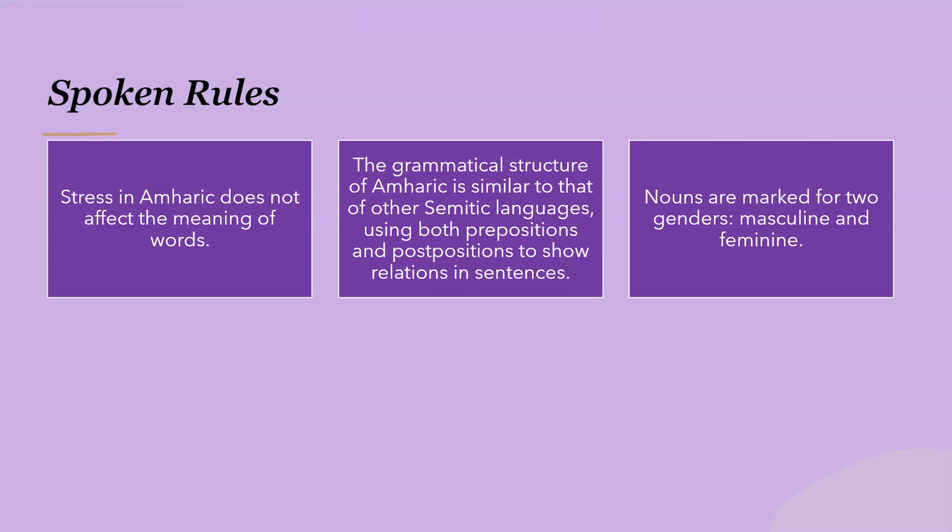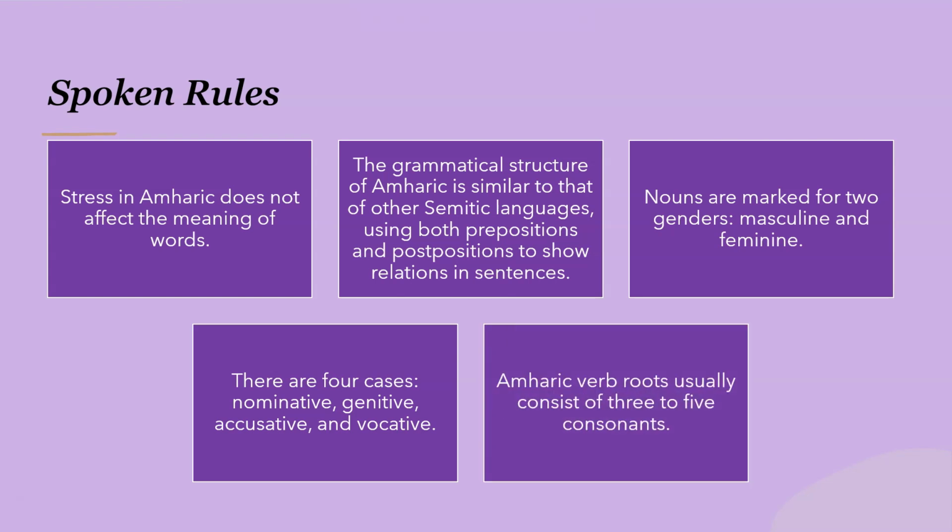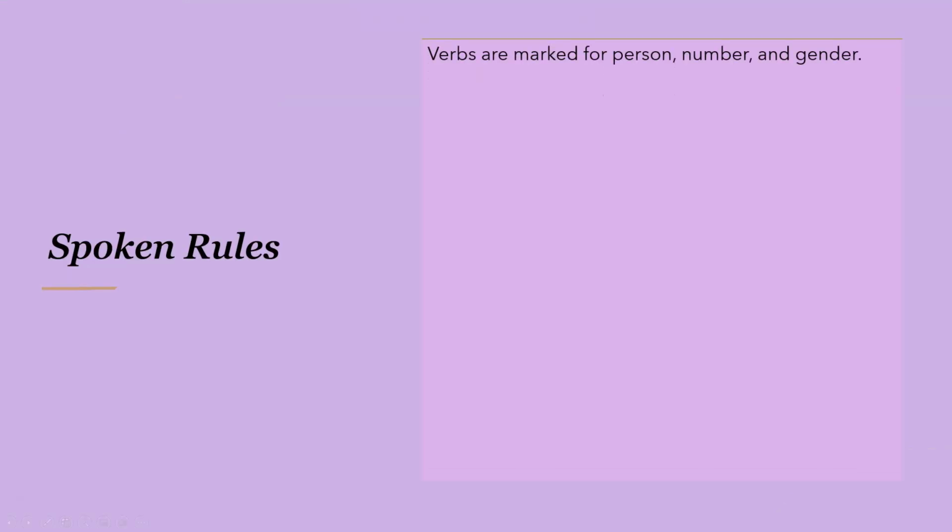Know that the verbs, the nouns, and things like that are going to change based on if it is masculine or feminine. There are four cases: nominative, genitive, accusative, and vocative. Amharic verb roots usually consist of 3 to 5 consonants. We'll go in detail when we get to those sections. For the verbs and the nouns, those are going to be way ahead of us later on. It's not going to be something we're going to be worrying about the first few lessons, but it's just a good idea to keep in mind. Let's continue on with the spoken rules.